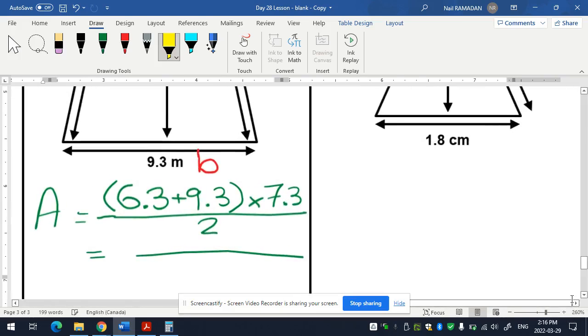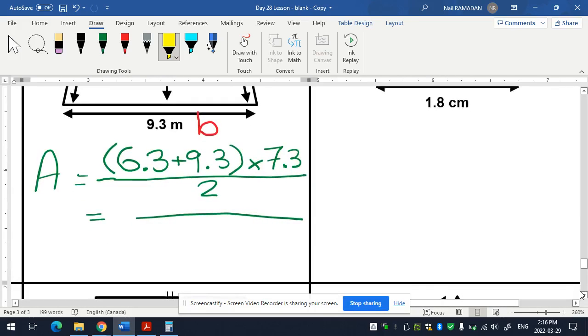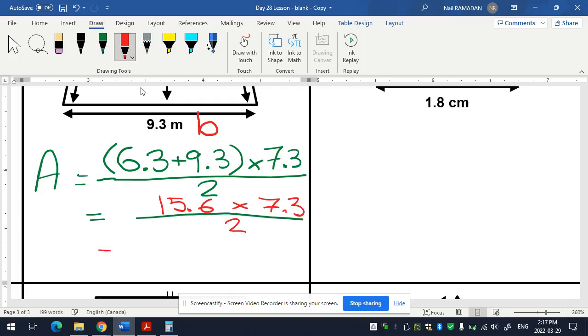I do the bracket. So that means I have to add 6.3 plus 9.3. Let's put it here just to check my answer against it. 6.3 plus 9.3 is 15.6. So 15.6, everyone. Still times what? We haven't touched that yet. Now we will deal with it.